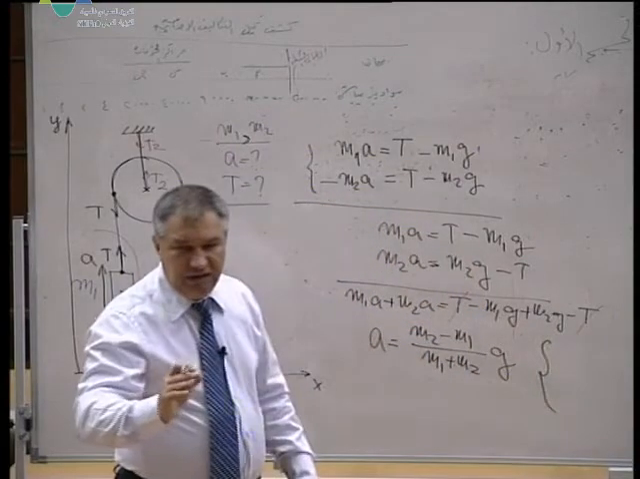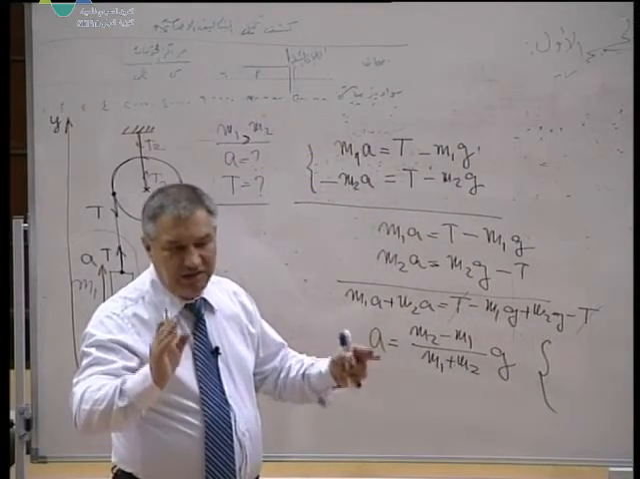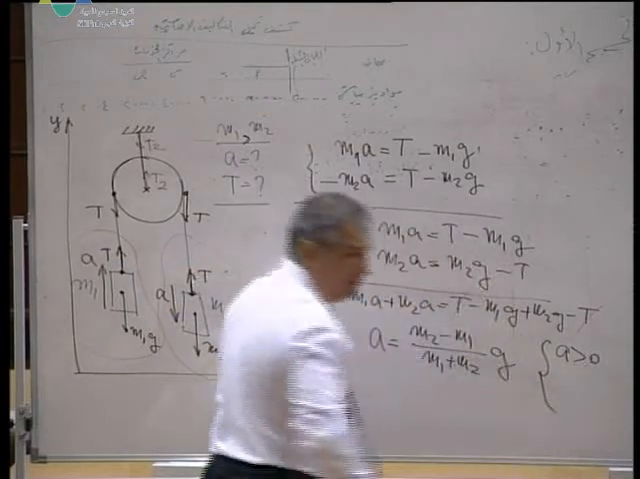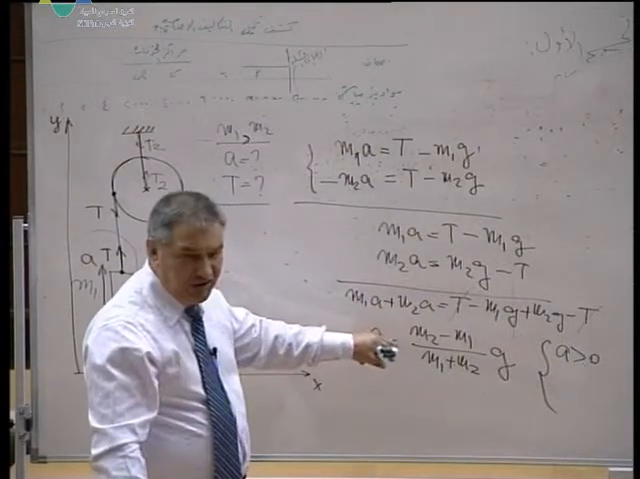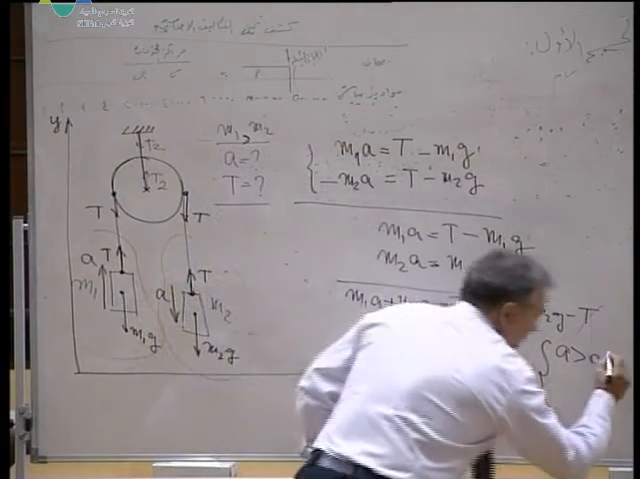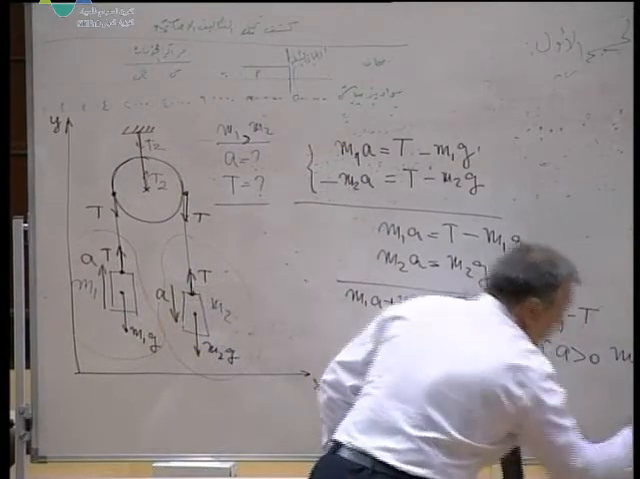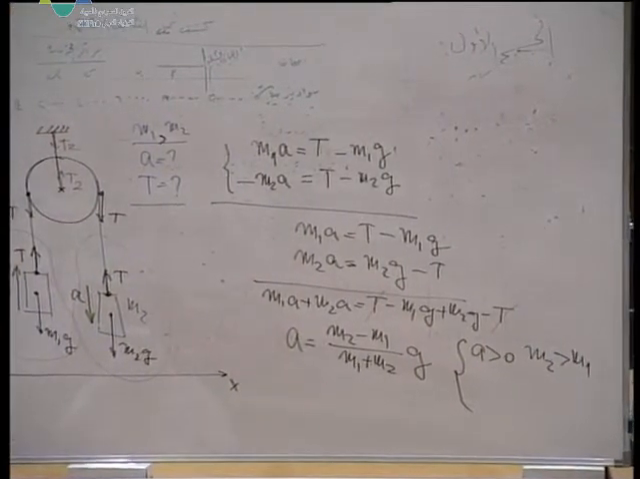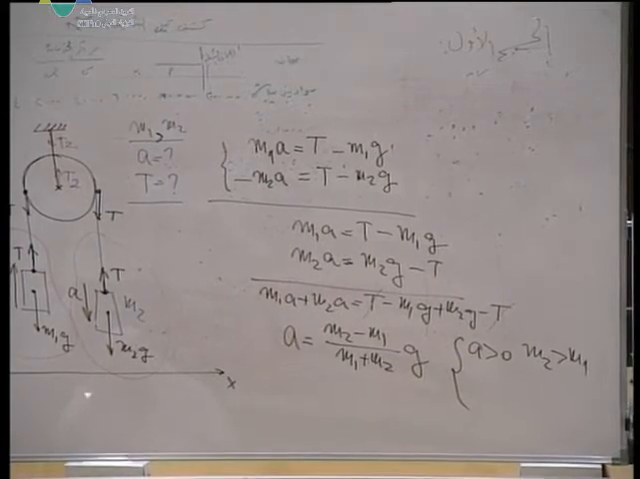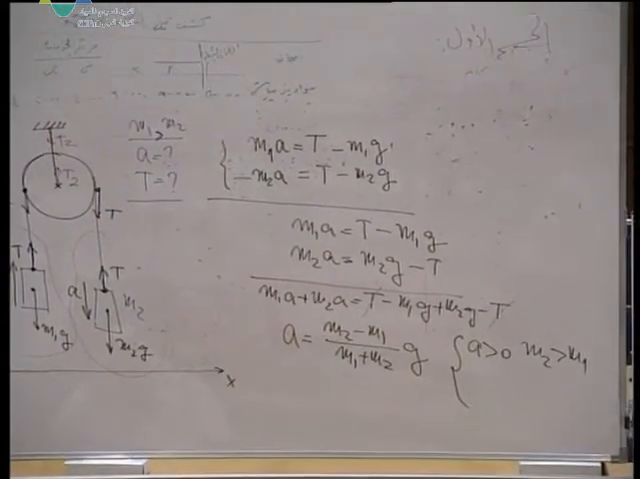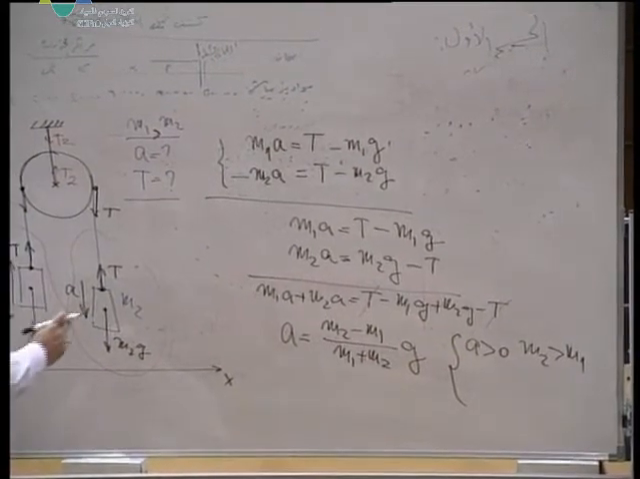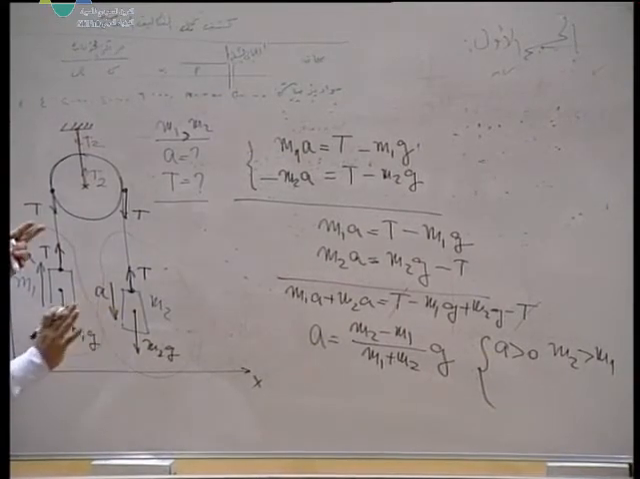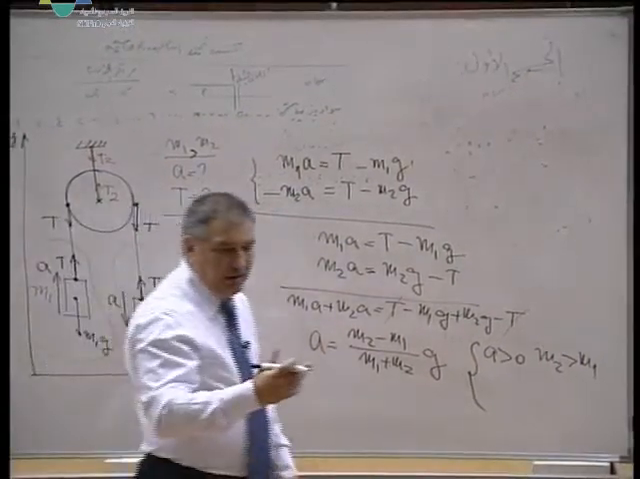You remember what I said? If the accelerations are as we drew, then the total result should be positive. If the total result is positive, look here: M2 greater than M1, according to our assumption. M2 must be greater than M1 because in the numerator I have M2 minus M1. And it's clear that if M2 is greater than M1, from the figure, this is going down, this is going up.